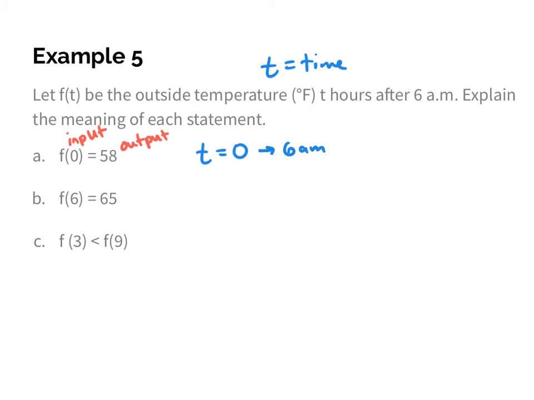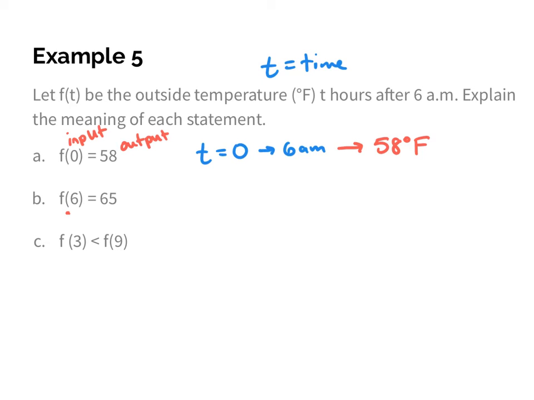And what that 58 tells me then is that the temperature at 6 a.m. is 58 degrees Fahrenheit. A little chilly. Okay? So we're looking at the input and output. What I would get as my input, what would that be as my output? Okay? If I were to continue on, this one says f of 6 equals 65.